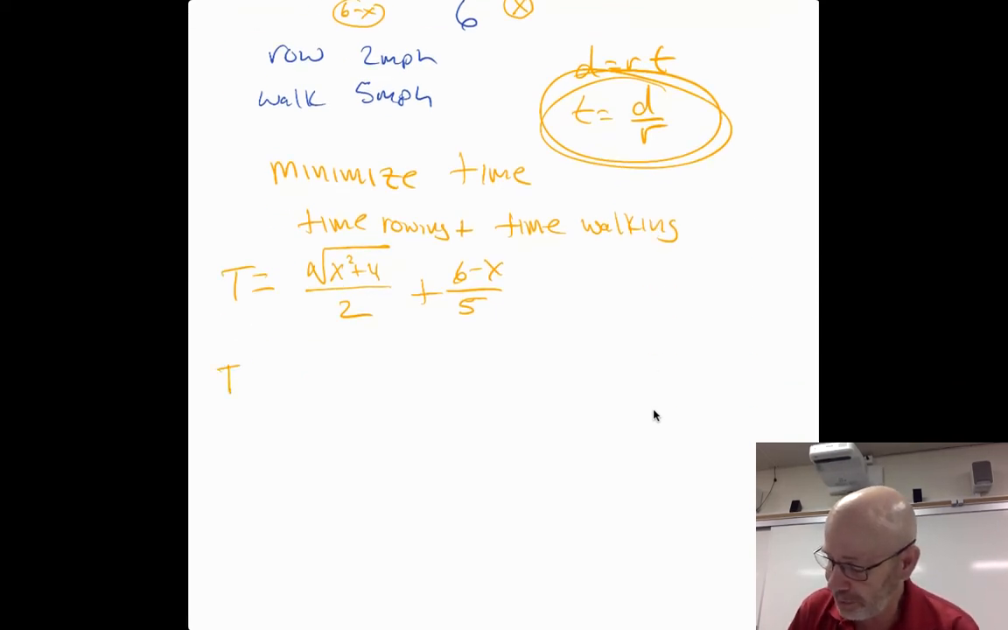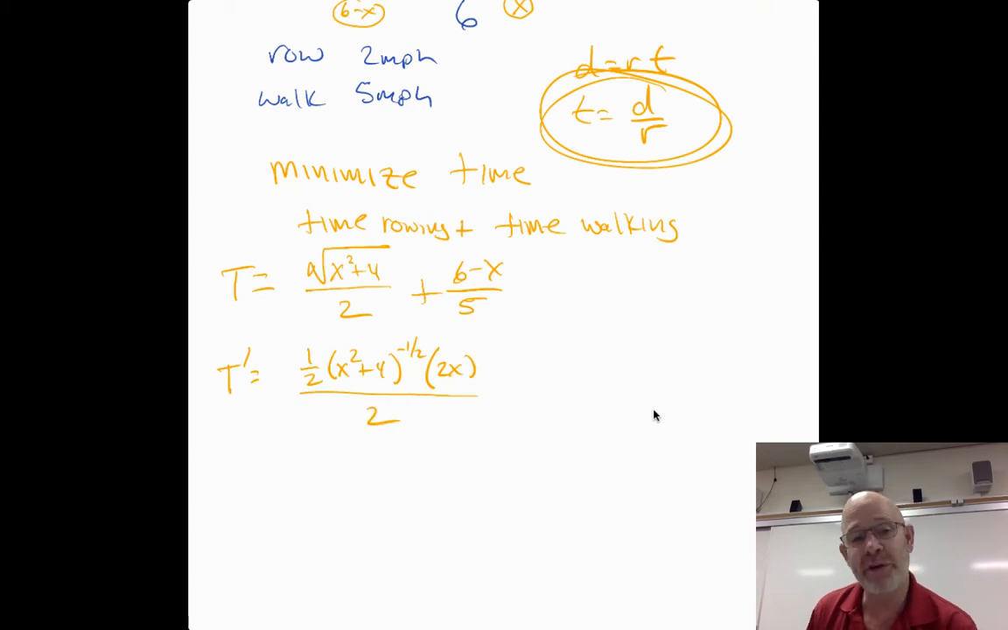So this is my formula for what we're trying to minimize, which means I need to take a derivative. We have a little chain rule here: 1/2 times (x squared plus 4) to the negative 1/2 times the derivative of what's inside, which is 2x. That 2 is still floating around there, it's just a constant. Plus, there are two ways to do this. You can do a quotient rule, but I'm just going to break this up as 6/5 minus 1/5 x. When I take the derivative, the derivative of the constant is 0, and the derivative of this is just negative 1/5.